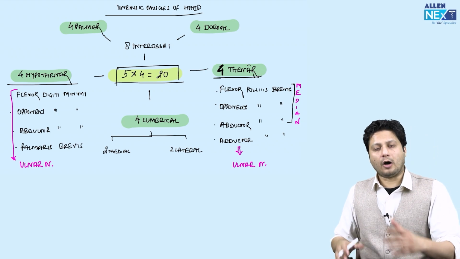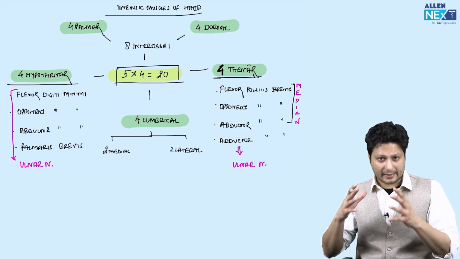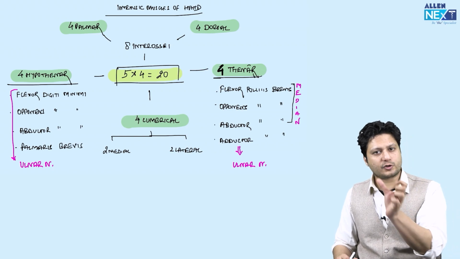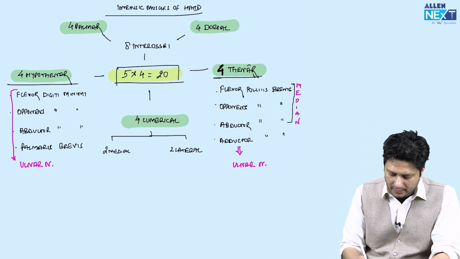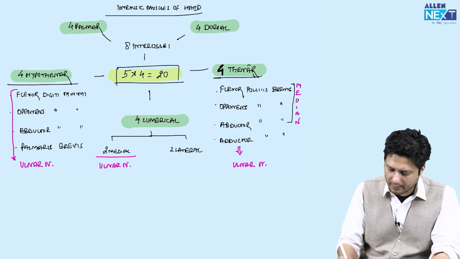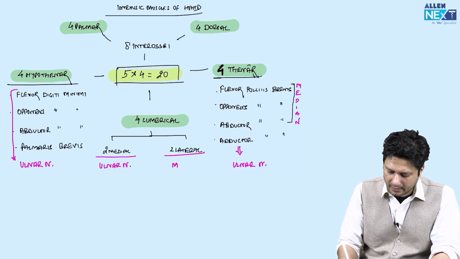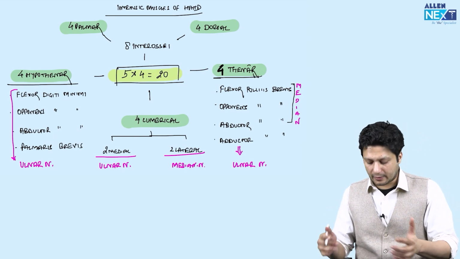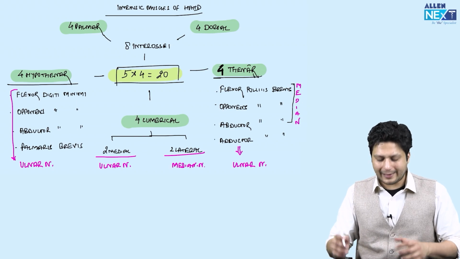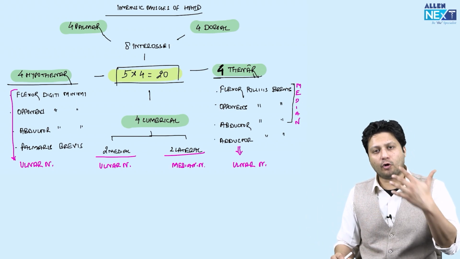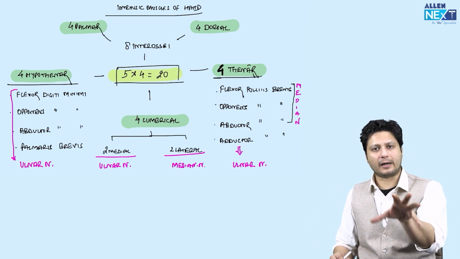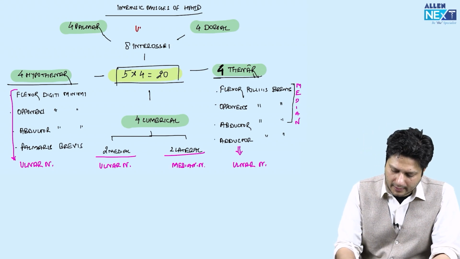All right. Now you can very clearly see that the lumbricals are categorized into two medial lumbricals and two lateral lumbricals. So functionally, two medial lumbricals are supplied by the ulnar nerve, while two lateral lumbricals are supplied by the median nerve. Alright, as far as interossei are concerned, all 8 interossei, 4 dorsal and 4 palmar, all of them are supplied by the ulnar nerve. So all 8 interossei are supplied by the ulnar nerve.